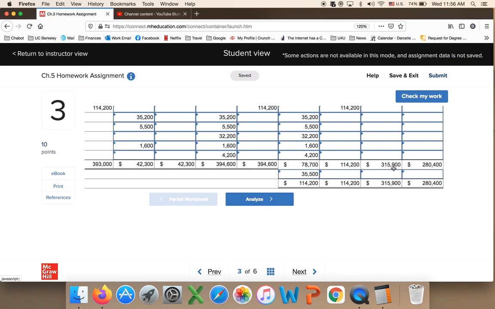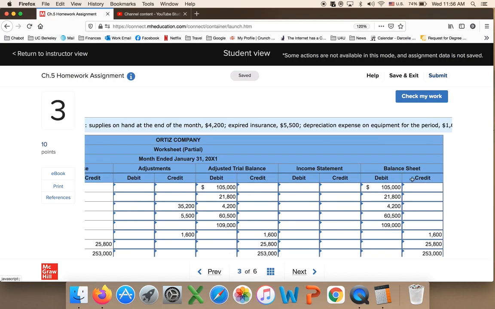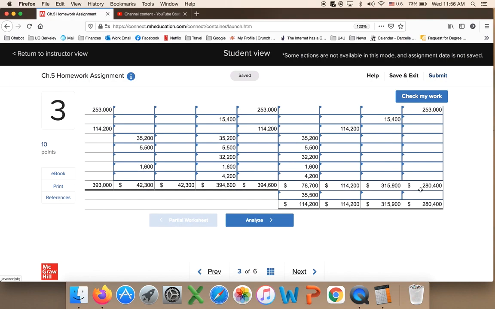What is great here, kind of cool, is that the difference between the next two columns, balance sheet debit and credit, must be the same net income. But it goes to the credit side. So again, 284 minus 359 gives me the same amount of net income. If they're not the same, we made a mistake. We completed the worksheet.